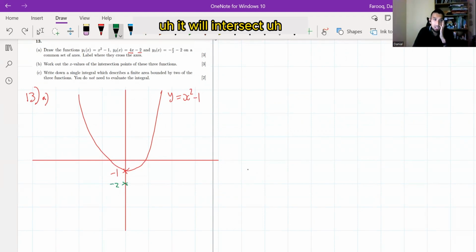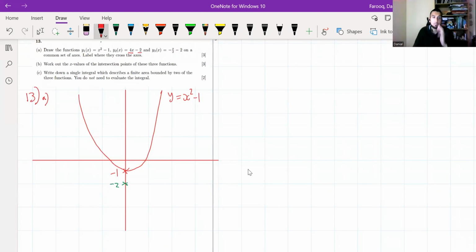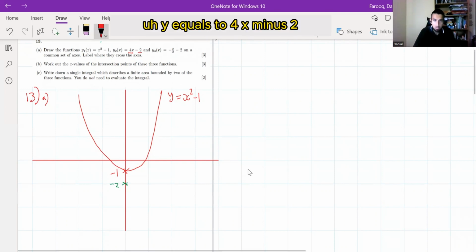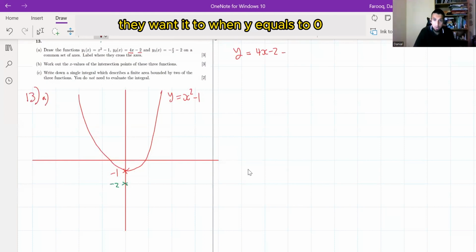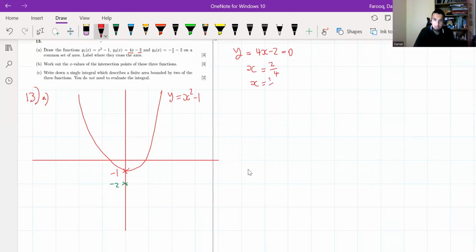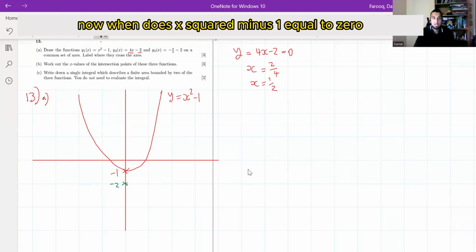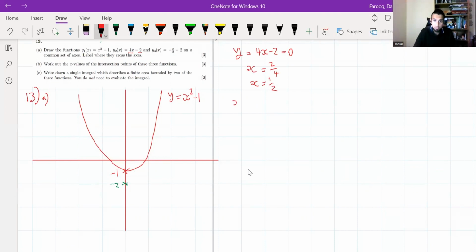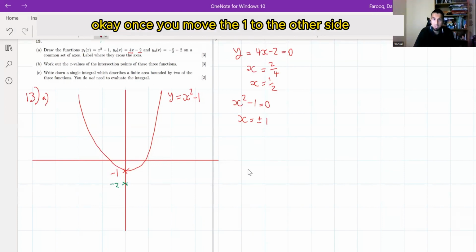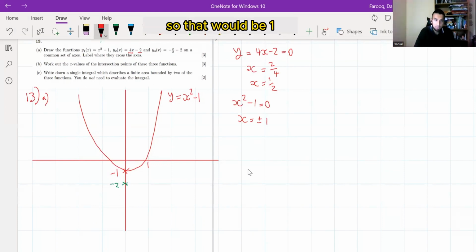It will intersect the x-axis. So if we have y equals to 4x minus 2, then when y equals to 0, we will get x equals to 2 over 4, which is a half. Okay. Now, when does x squared minus 1 equal to 0? It will equal to 0 when x equals to plus or minus 1. Okay, once you move the 1 to the other side, then square root. So that will be 1, that will be minus 1.